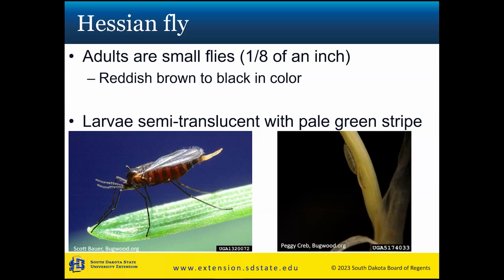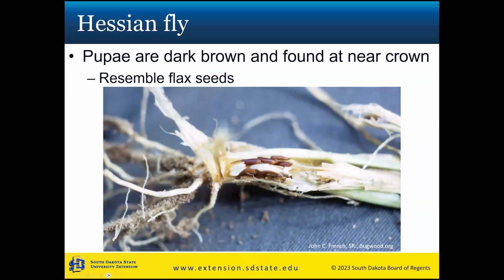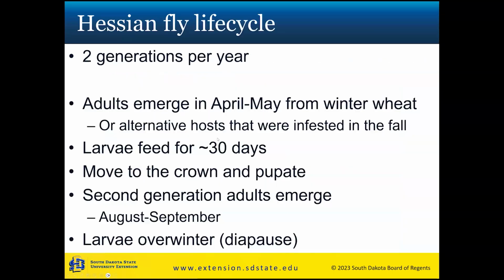We typically come across the pupa, and we say that they're flax-seed-like pupa, as shown here. This is the stage that in my career I've seen the most reported, because by the time we have these, we already are starting to see issues in the field. They're going to be towards the base of the plant.